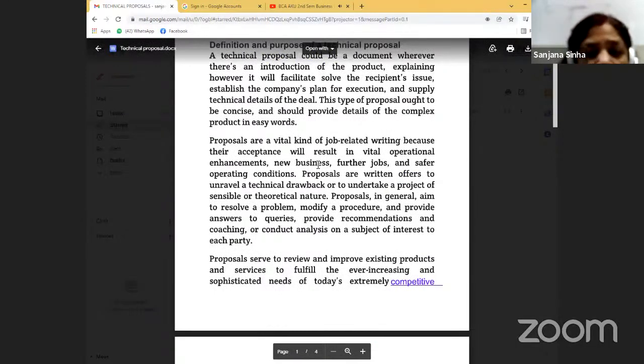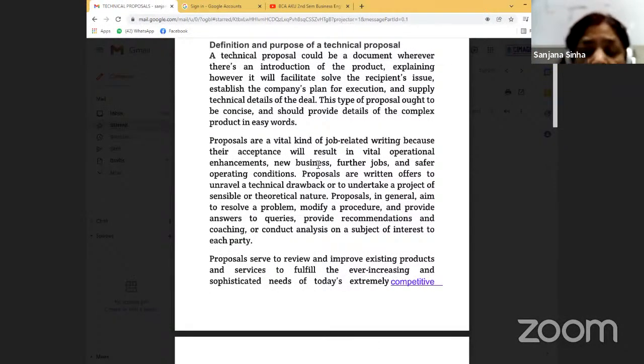So proposals are a vital kind of job-related writing. It is always job-related. You are writing a proposal concerning whatever job that you are doing. It is for your upliftment, it is for your betterment, or it is for the company's betterment. So proposals are a vital kind of job-related writing because their acceptance will result in vital operational enhancement. If your proposal is accepted, then you are going to benefit, plus your company also is going to benefit. And this is going to give good results.